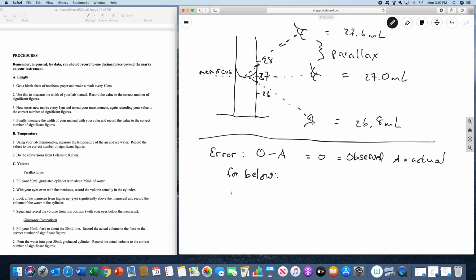My error would be O, 26.8, minus A, 27.0, which is going to be negative 0.2 mils.